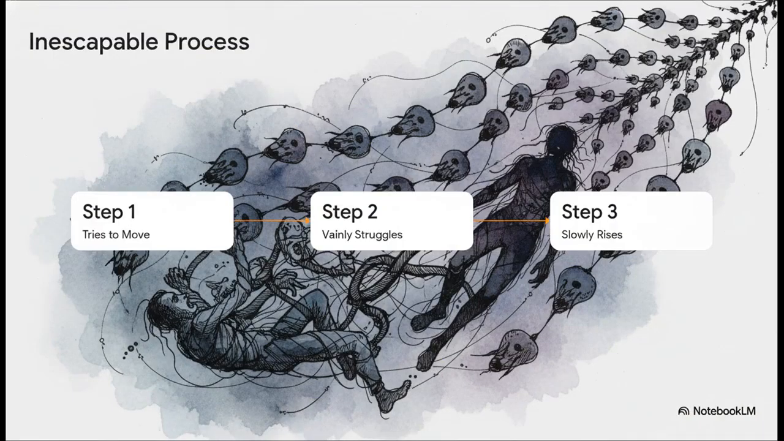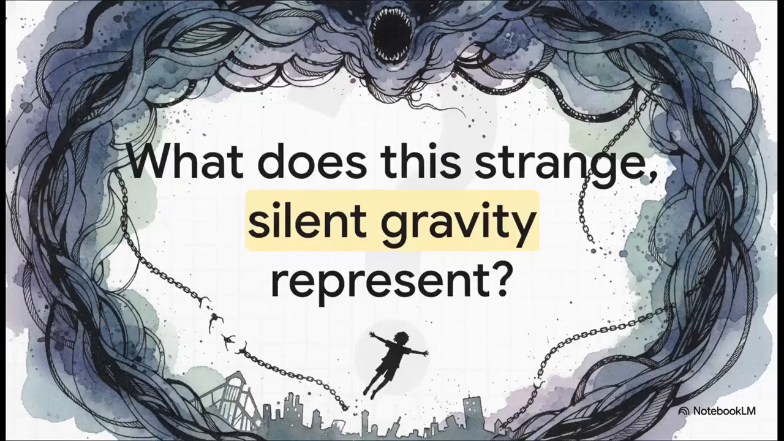The way the story describes his final moments is so effective. It's not a dramatic attack. It's not a monster. It's just a cold, inevitable process. He tries to move, he struggles, and then he just starts to rise. All control is gone. He's not being chased, he is simply becoming the next piece in this silent, horrifying display. And that's where we're left, with Derek rising up into that silent, motionless sky.